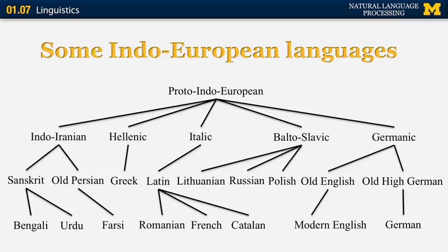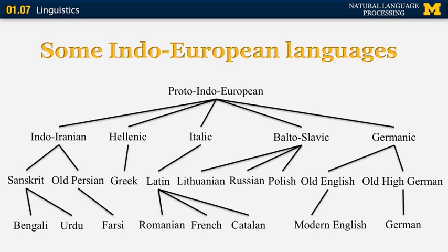So the languages in the Indo-European language family that survive to these days can be grouped into smaller categories. For example, Bengali and Urdu both descend from Sanskrit. Farsi descends from Old Persian, and both Old Persian and Sanskrit are part of the so-called Indo-Iranian group of languages. Greek is a descendant of the Hellenic group of languages. Romanian, French, and Catalan all descend from Latin, which is a form of an Italic language.